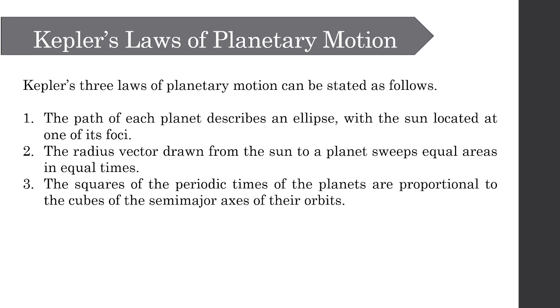Kepler's laws of planetary motion can be stated as follows. The path of each planet is an ellipse with the sun located at one of its foci. The radius vector drawn from the sun to the planet sweeps equal areas in equal times. The squares of the periodic times of the planets are proportional to the cubes of the semi-major axes of their orbits.